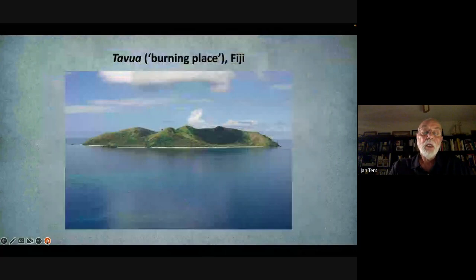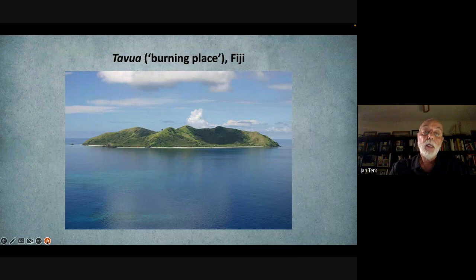This one is probably my favourite one of all. In Fiji, there's an island called Tavua, which means burning place. And people have often wondered, why was it called the burning place? It's only in the last 20 or 30 years that geologists have discovered that some 3,000 years ago, this used to be a volcano. There's now geological evidence to show that the volcano was erupting about 3,000 years ago. Interestingly enough, Fijians occupied Fiji 3,500 years ago, so they would have witnessed this island and called it burning place because of the volcano that was there.